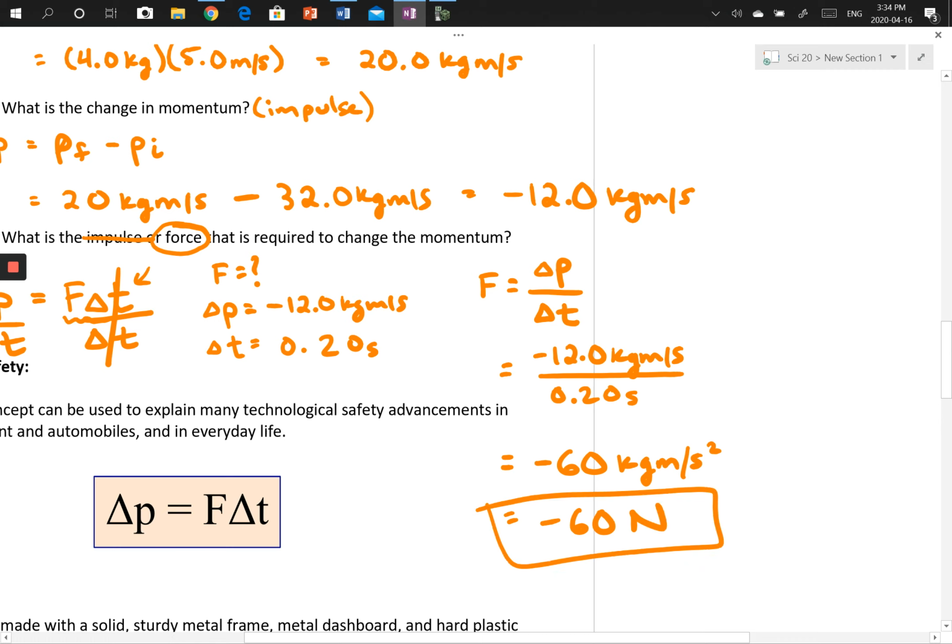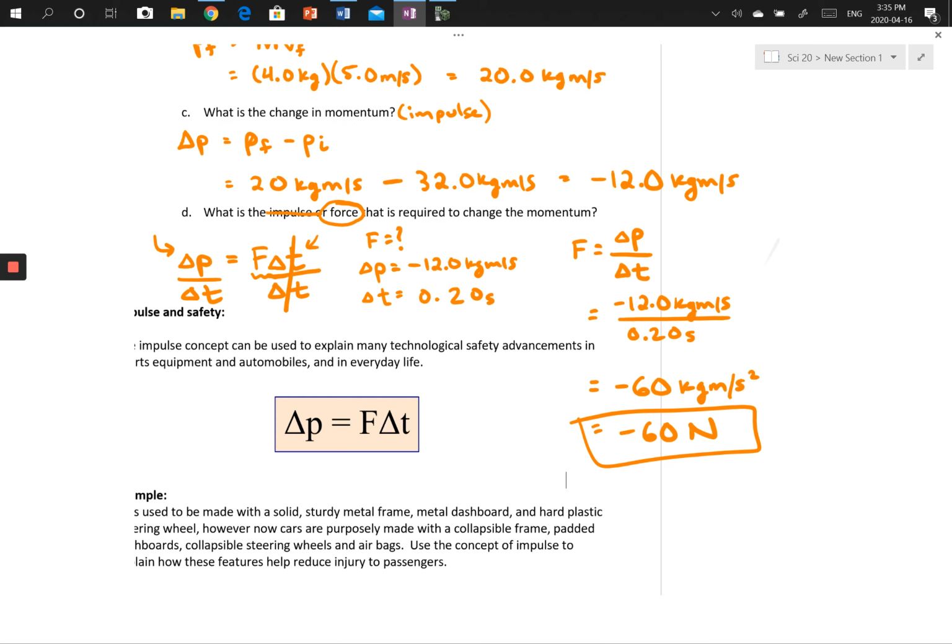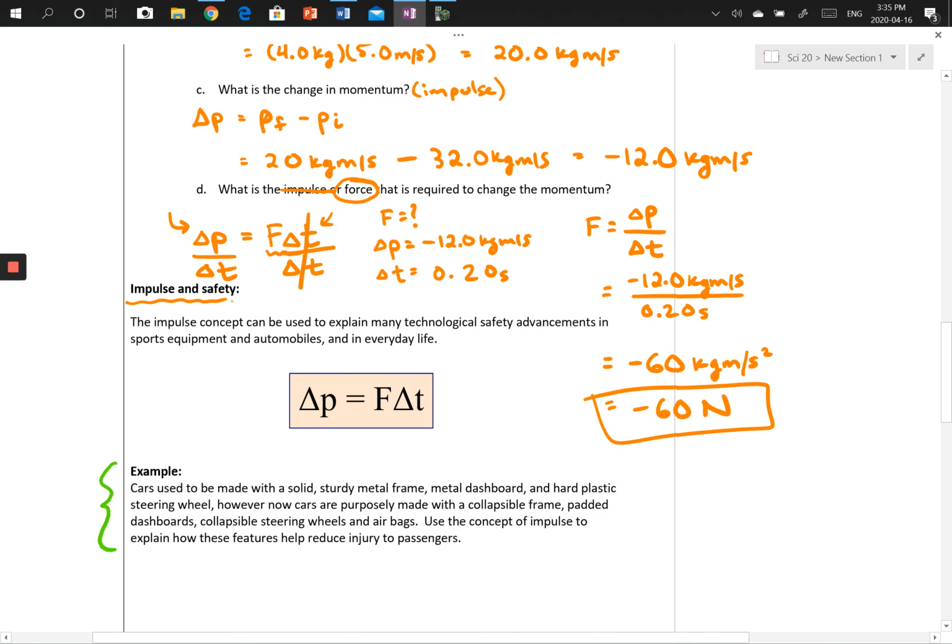So you might be thinking, how can force be negative? All that means is that the bowling pin applied a force against the motion of the bowling ball. So there was a force of 60 newtons applied in that direction. Now, this next piece here, we're going to do a little assignment on that, so I'm going to skip over that.